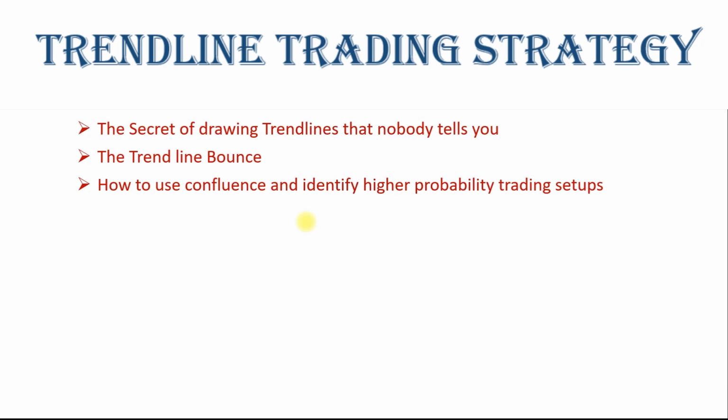So this secret nobody will tell you. Then, trend line bounce. Whenever the price is touching the trend line, we can see that there is a bounce in the price. How to use confluence and identify higher probability trading setups.